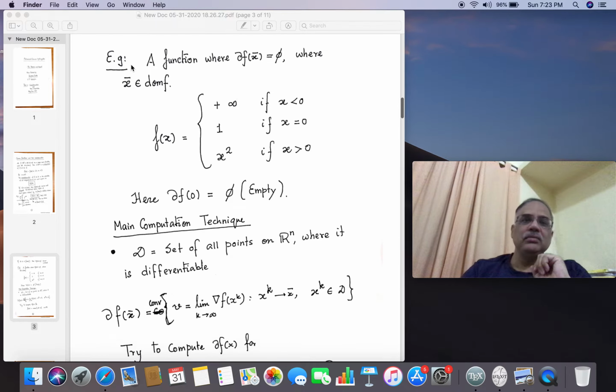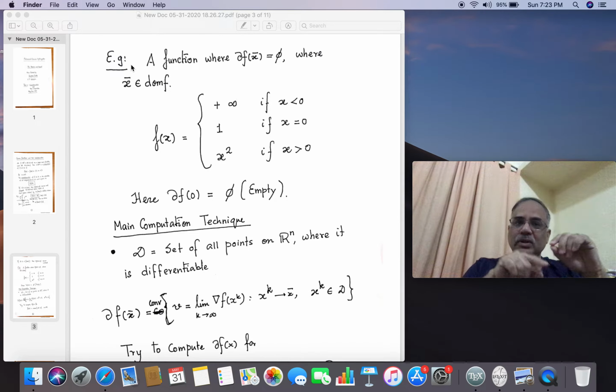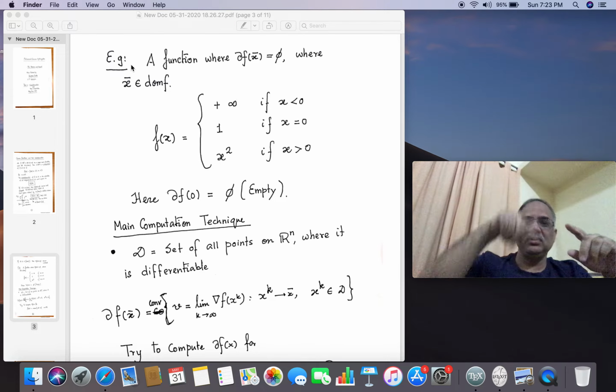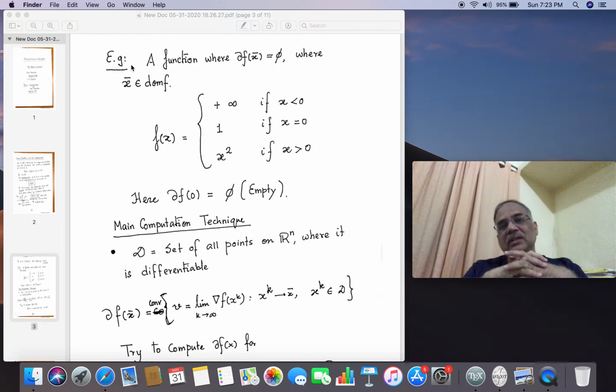So here is an example of a function which is infinite when x is less than 0, and you can draw it, it is 1 when x is 0 and x square when x is greater than 0. So this doesn't have a subdifferential, del f(0) is empty.